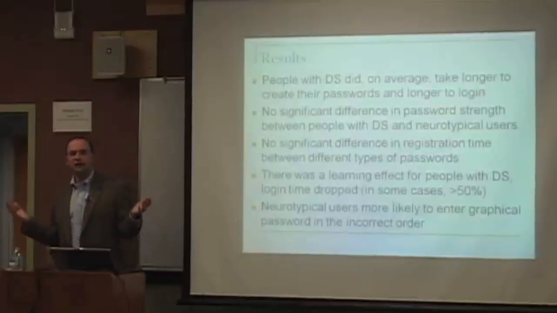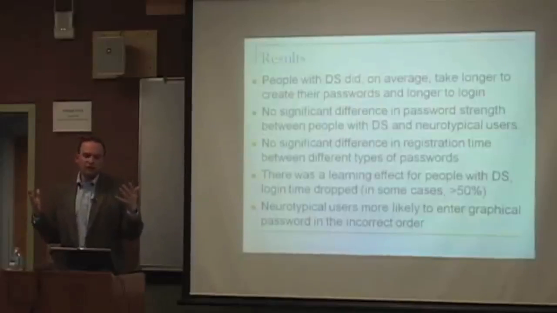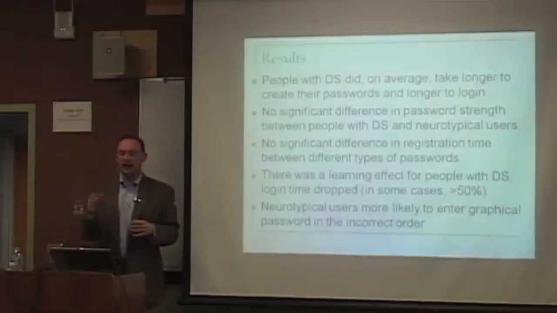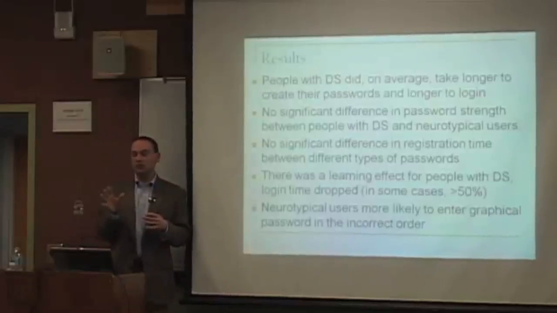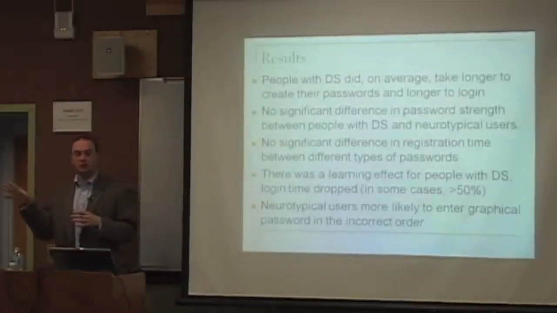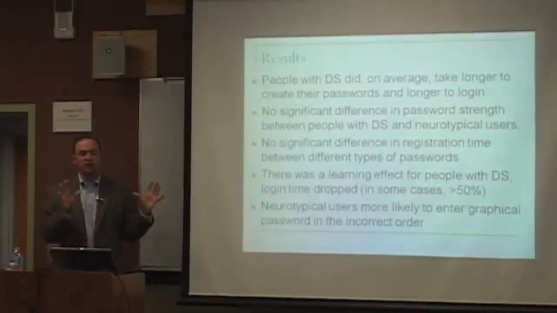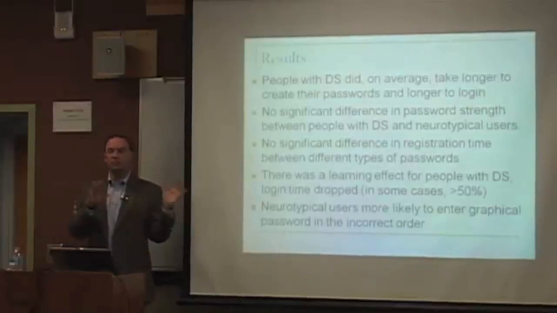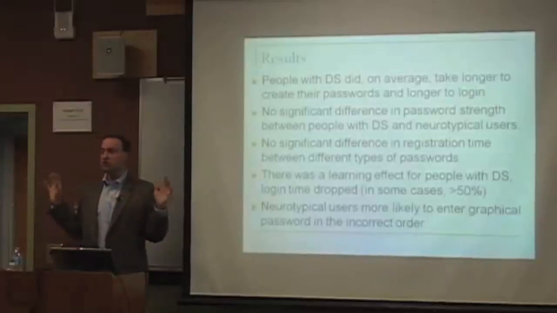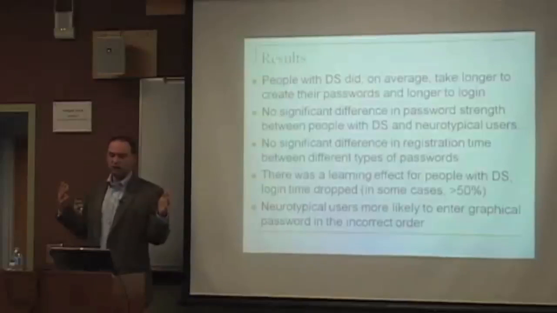And what did we find? Well, a few interesting things. First of all, people with Down syndrome did, on average, take longer to create their passwords and longer to log in than the people who are neurotypical. But there was no significant difference in password strength between people with Down syndrome and people who are neurotypical. The passwords were just as strong. They just took a little bit longer to log in.